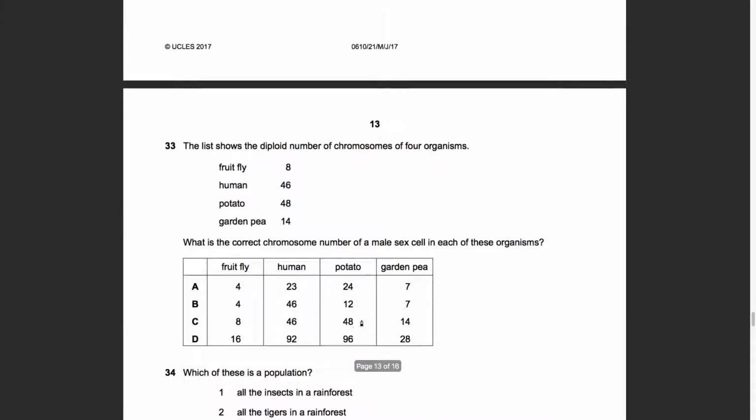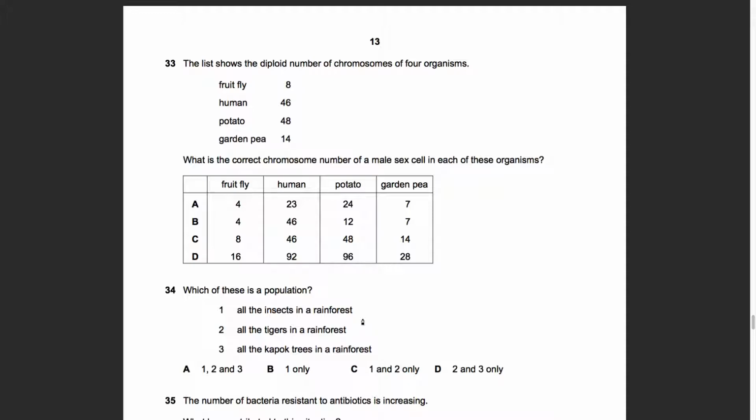Okay, 33. The list shows the diploid number of chromosomes of 4 organisms. There they are. Fruit fly 8, human 46. You should know that one. Potato 48. Shame that we don't look that similar, considering we've got quite similar chromosome numbers. And the garden pea is 14. What is the correct chromosome number of a male sex cell in each of these gametes? So the male sex cell is haploid, not diploid. HA at the beginning of haploid, I remember as half. So all we need to do is halve these numbers to get the answer.